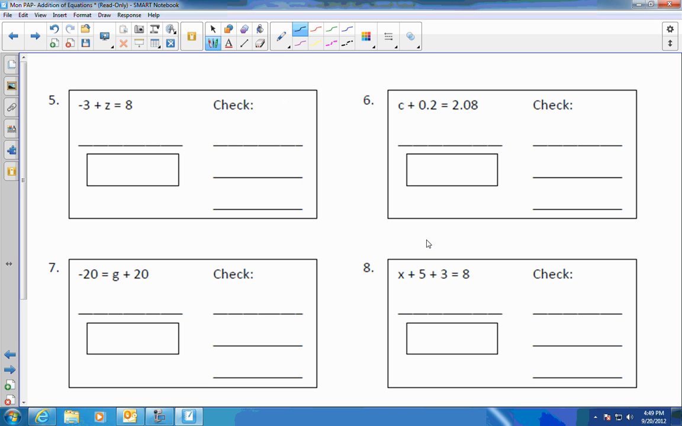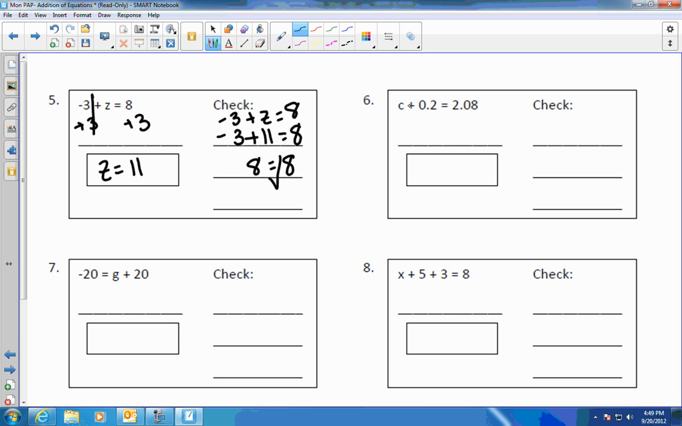The next one, this one's a negative 3. How do you make a negative 3 zero? With a positive 3. That goes away, and I've got Z equal to 8, 9, 10, 11. Again, please always plug it in to make sure it works. Oops, I forgot to write my problem. So when I plug it in, I get negative 3 plus 11 equals 8.